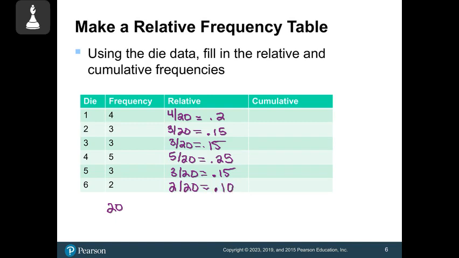Cumulative, what you're going to do is go back to the frequencies, list the first one that you have. Now you're going to add this one and the next one. So 4 plus 3 is 7. So I'm going to take this value, add the 3 for the next row, 10. 10 plus 5 is 15. 15 plus 3 is 18. And 18 plus 2 is 20. So the total, if you add all of these together, should be the same value you have at the bottom of your cumulative column.